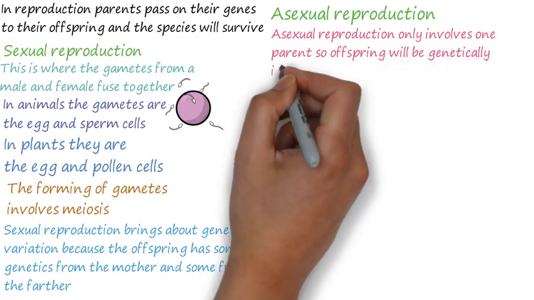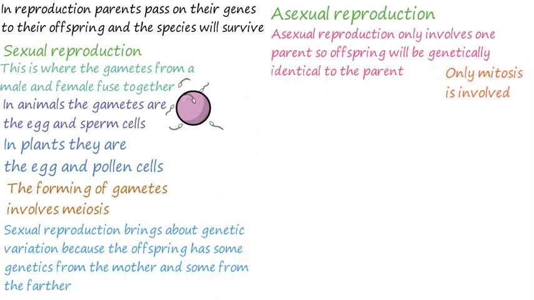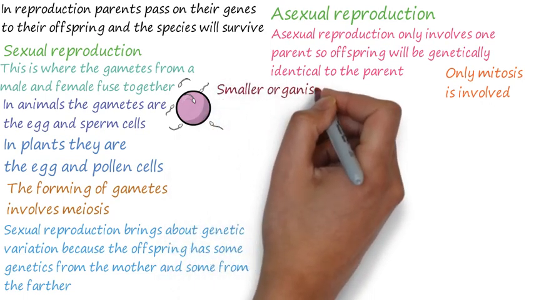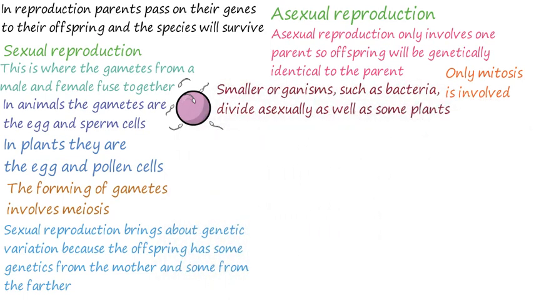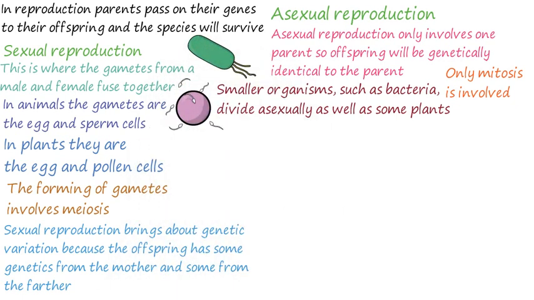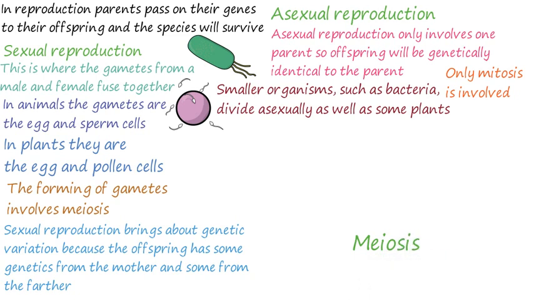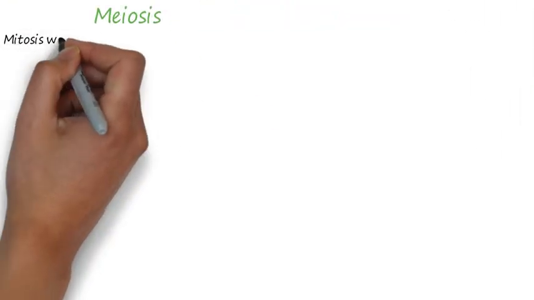Asexual reproduction only involves one parent. This means that each offspring will be genetically identical to the parent, and there'll be no variation in genetics. This time, meiosis is not involved, only mitosis. Smaller organisms, such as bacteria, will tend to divide asexually, but also some larger plants can reproduce asexually.